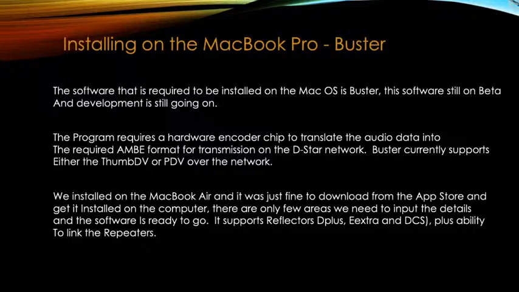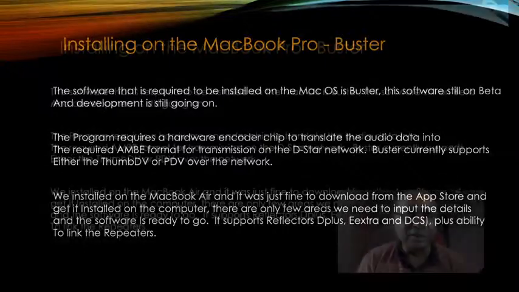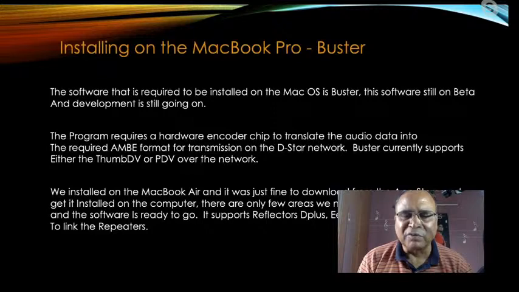The program requires a hardware encoder chip to translate the audio data into the required AMBE format for transmission on the DStar network. Buster currently supports either the ThumbDV or PiDV over the network. We installed it on the MacBook Air and it was just fine to download from the App Store and get it installed on the computer. There are only a few areas where we need to input the details and it's ready to go. It supports reflectors D+, DExtra and DCS, plus the ability to link the repeater.